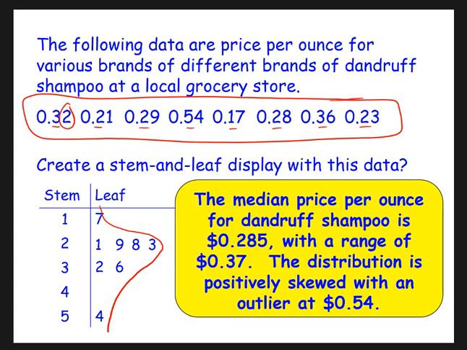It's saying our median is 0.285, with a range of 0.37, because the highest is 0.54 and the lowest is 0.17, just subtracting for the range. For the median, there are 8 values, so we count 1, 2, 3, 4. Well, I have to put those in order to make that work, don't I? That should be 1, 3, 8, 9. So 1, 2, 3, 4, between the 28 and 29. That's right, the 0.285 or 28.5 cents. And then this is positively skewed. The 54 cents would possibly be considered an outlier.